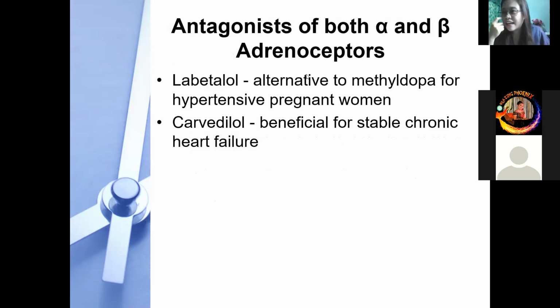And then, antagonists of both alpha and beta receptors. You will notice this class is not purely for beta receptors. They are mixed acting and can act on alpha receptors, because their names do not end with olol, just like labetalol and carvedilol. I believe you are familiar with carvedilol. We have Carvid in the market. It is mixed acting, so it can block the alpha receptors and the beta receptor at the same time. Our alternative to methyldopa for hypertensive pregnant women is labetalol, if methyldopa is not available. And for heart failure, what we use is carvedilol.